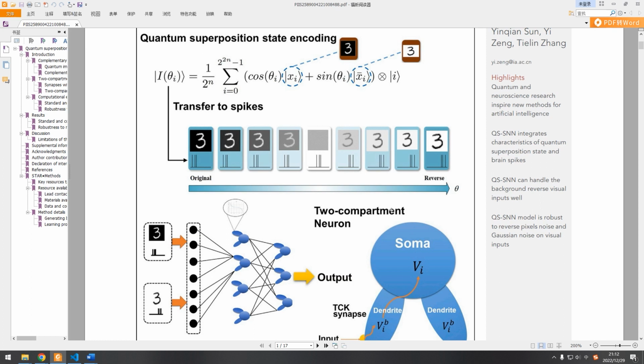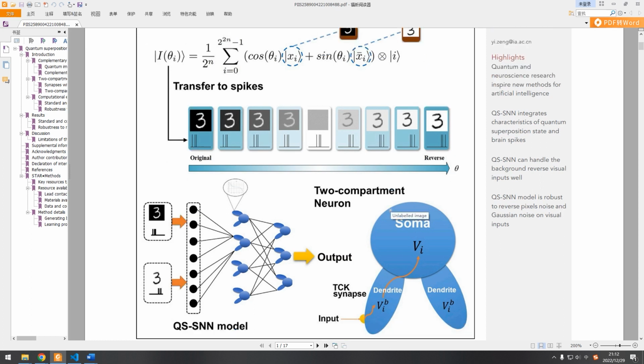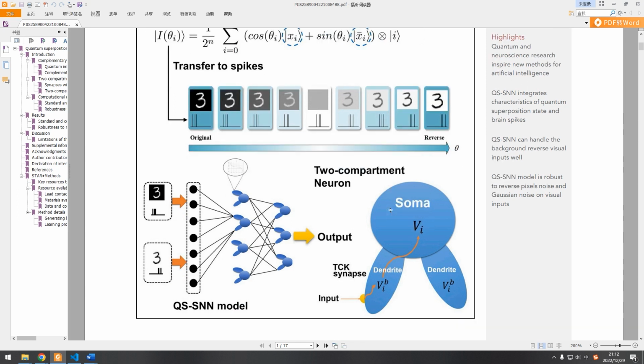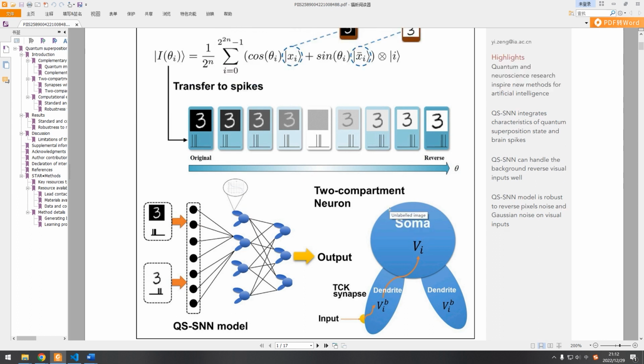In the BrainCog engine, we build a brain-inspired quantum superposition spiking neural network. Different from the traditional artificial neural network, the complex cognitive function of the brain stems from a complex structure with neurons and network connections on the one hand, and its powerful information encoding abilities on the other hand.